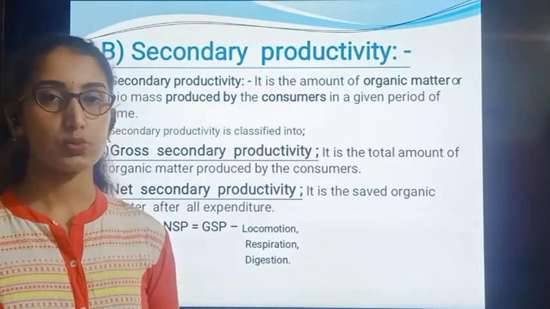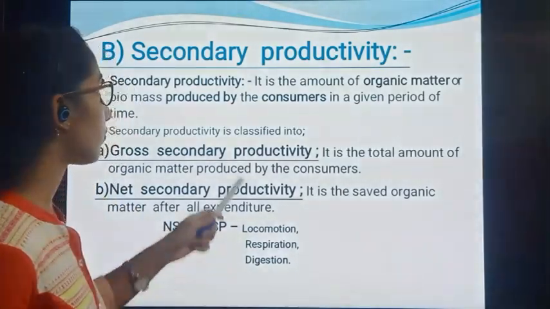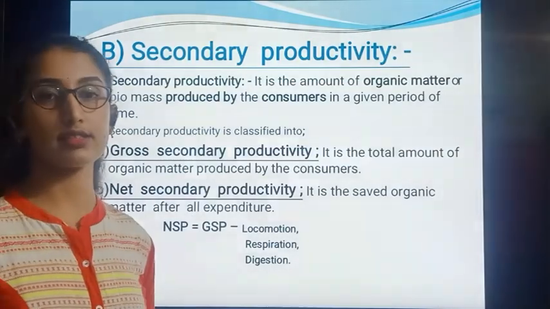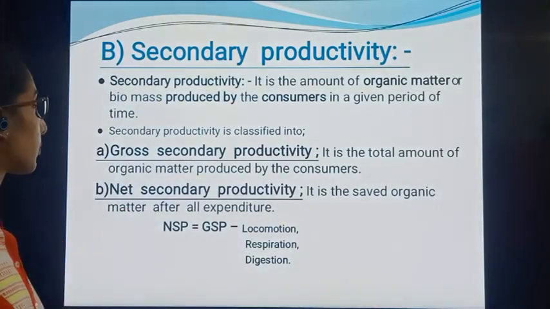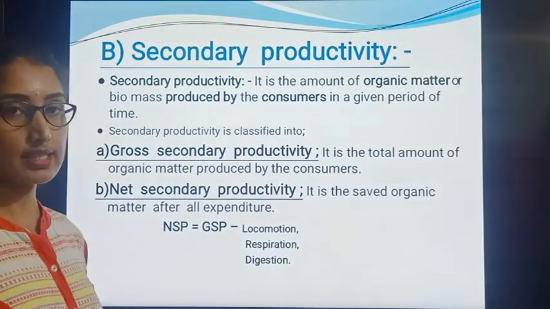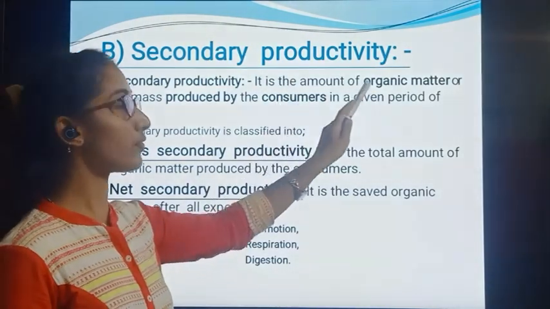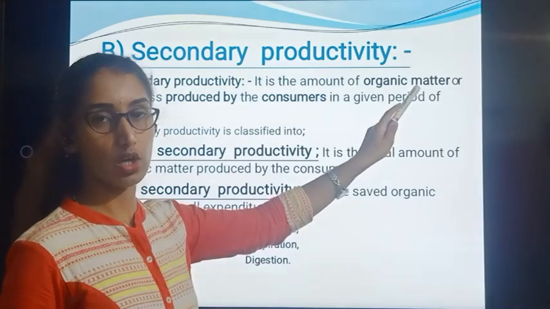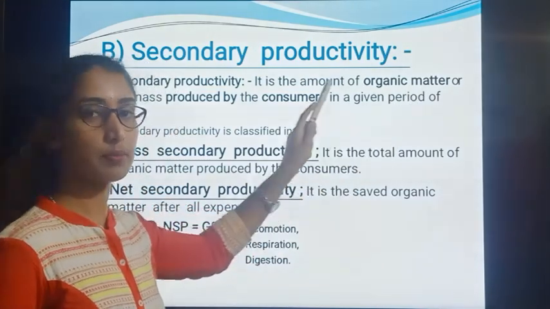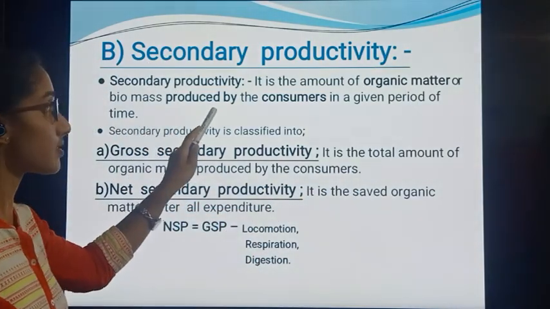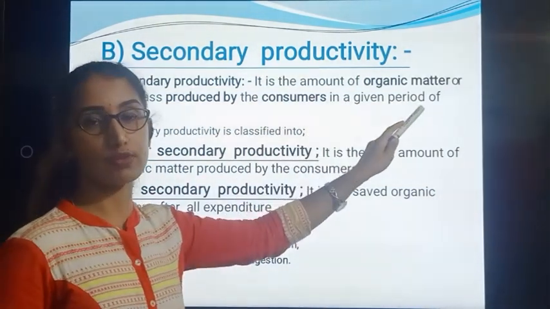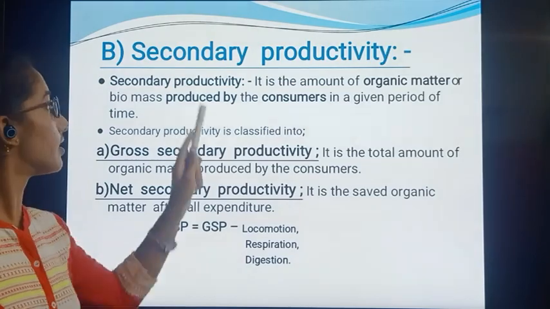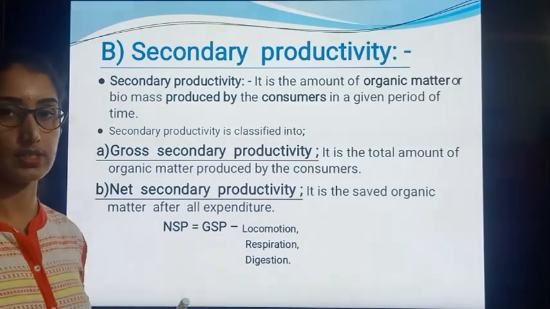We are going to start with the second type of productivity, that is secondary productivity. What is secondary productivity? The amount of organic matter or the amount of biomass produced by the consumers in a given period of time is called secondary productivity.